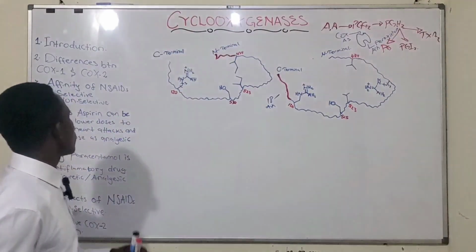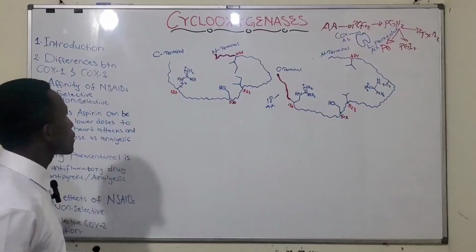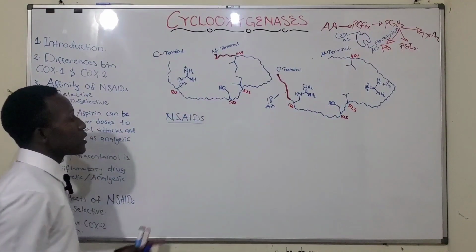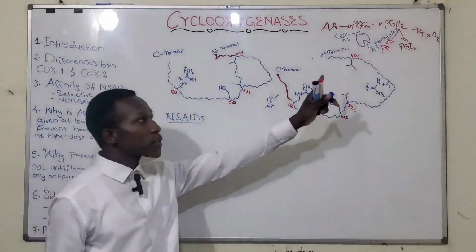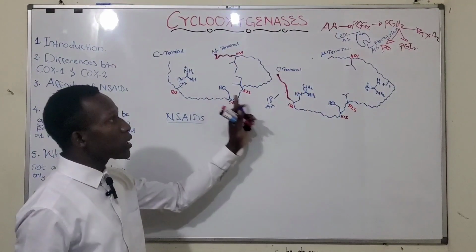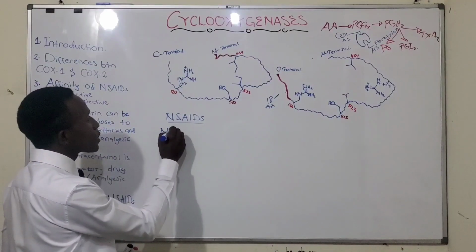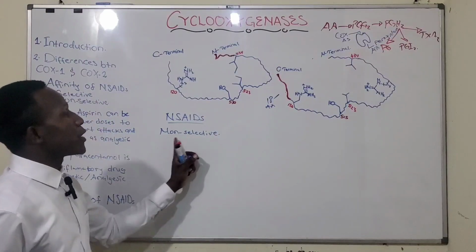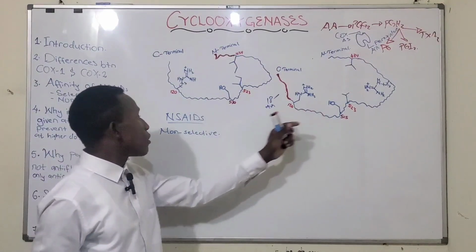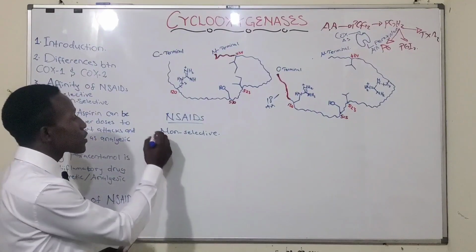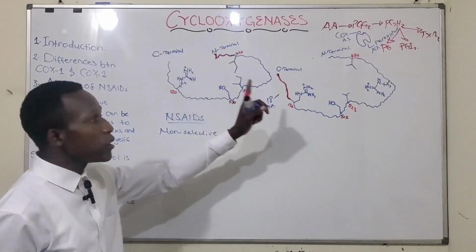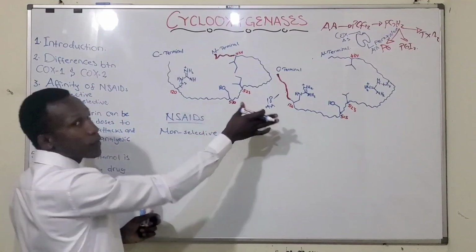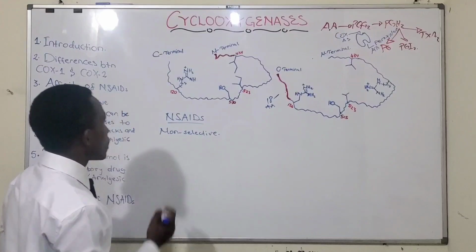Yes, let's talk about the affinity of different NSAIDs. NSAIDs are the drugs which inhibit the COX enzymes. Remember, you have COX1 and COX2. We have the non-selective ones. These can bind to COX1 and COX2 with almost the same affinity. Though some have higher affinity for COX1 than COX2, it's not a general rule, apart from a few drugs.